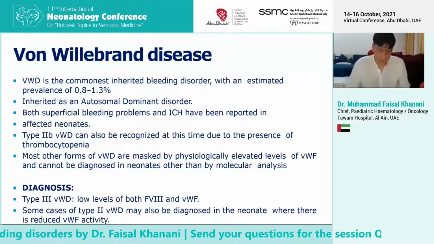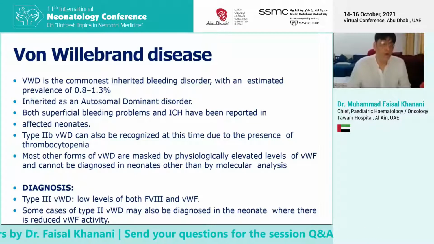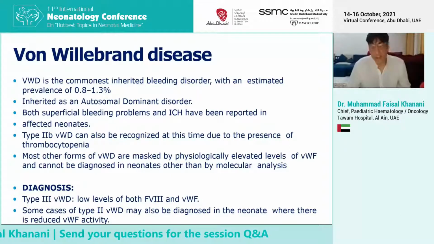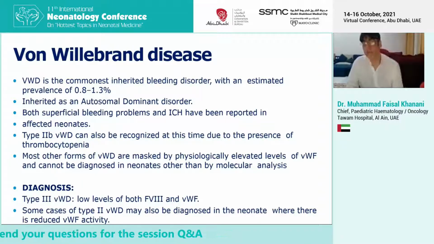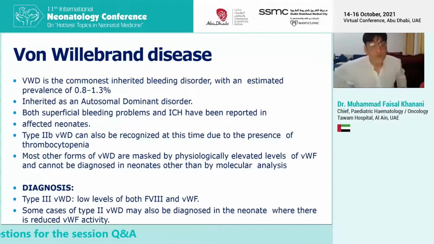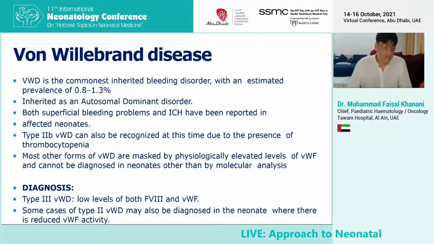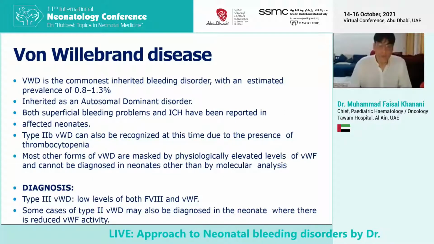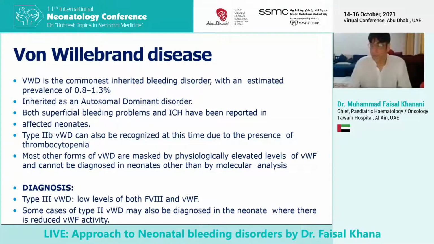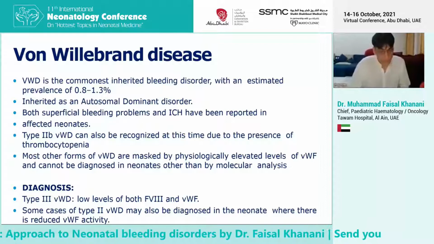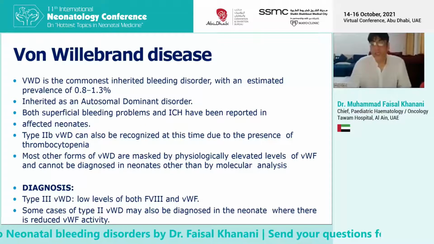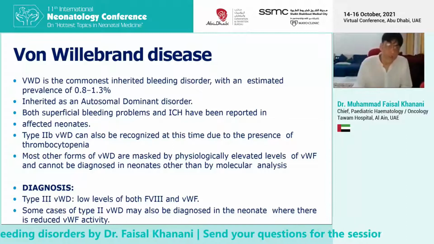The presentation in type 3 is typically like hemophilia A, but you find a low level of factor 8 and von Willebrand factor, because von Willebrand factor carries factor 8. So if the von Willebrand factor is not available, there is nothing to carry factor 8. Always, when you are suspecting hemophilia in a newborn, make sure you also do von Willebrand antigen. Sometimes you can miss von Willebrand type 3, because you keep giving factor 8 and the child will not improve until you give plasma-derived von Willebrand factor or FFP. Some cases of type 3 are also diagnosed in neonates where there is reduced von Willebrand activity.